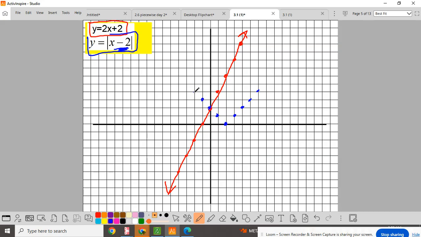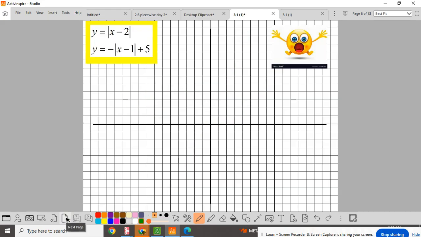Reflection, reflection. You can tell that the absolute value and the linear graph intersect at one point, which is at (0, 2). So one solution. Okay, very good. When you try this on your own, pause and do it on your own, okay?